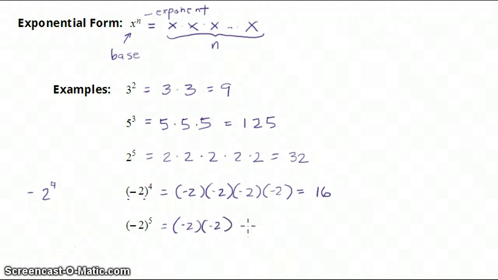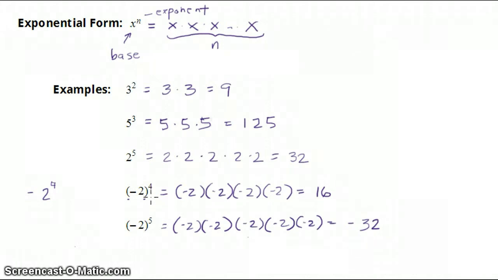So we've got negative 2 times negative 2 times negative 2 times negative 2 times negative 2. I already know that negative 2 times negative 2 times negative 2 times negative 2 is positive 16. And if I take that positive 16 and multiply it by negative 2, I'm going to get negative 32. So one thing to notice here is that sometimes when I raise a negative number to a power, I get a positive answer. And sometimes when I raise a negative number to a power, I get a negative answer.